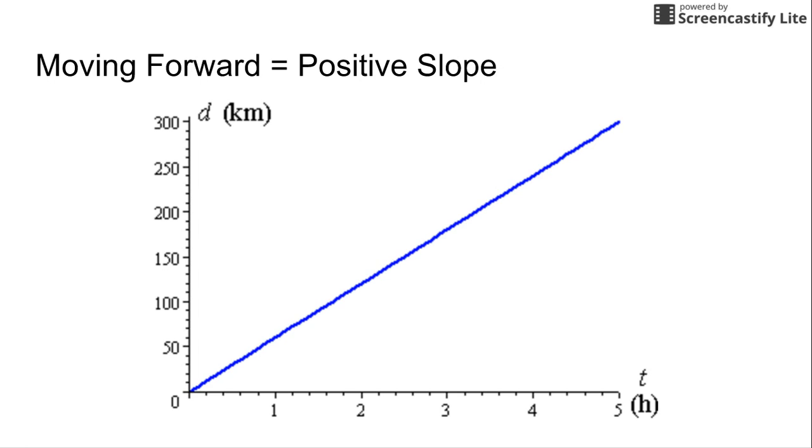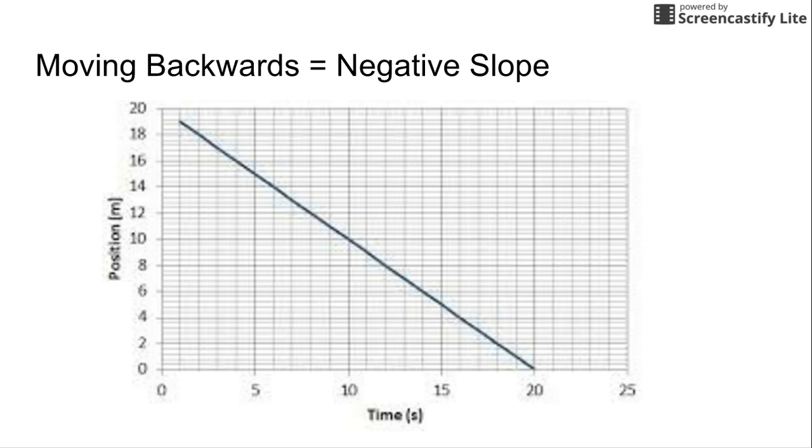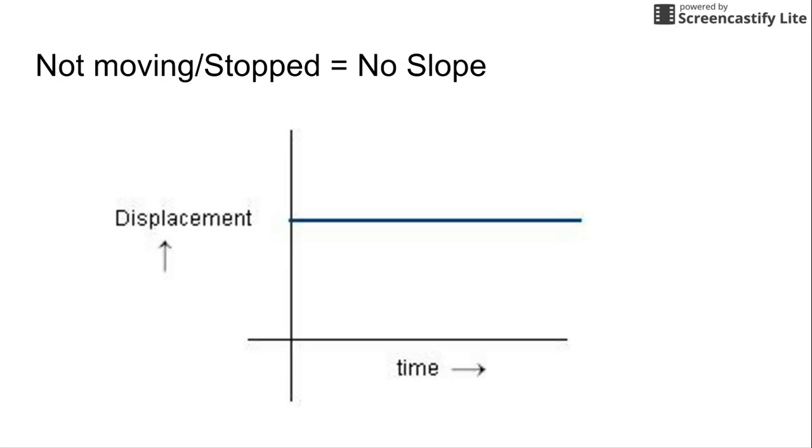If you're moving forward, it's a positive slope on a distance versus time graph. If you're moving backwards, it would be a negative slope, and this is returning to the start. If you're not moving or you're stopped, there's no slope at all, and it's just strictly a horizontal line.